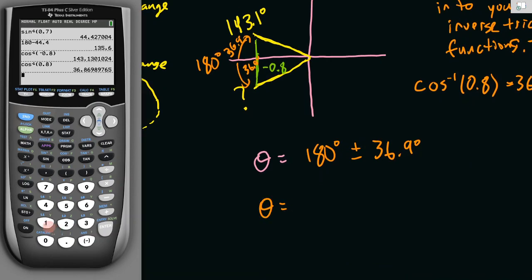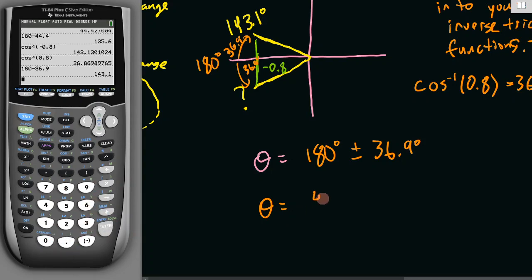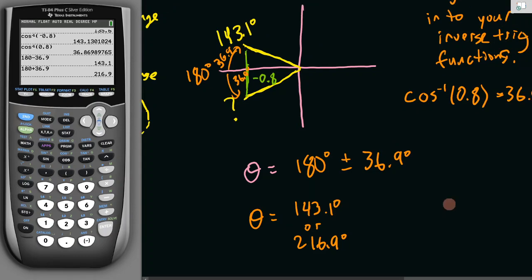Theta equals 180 minus 36.9 is 143.1 degrees. That's one we already had. But this is what it really lets you do. It lets you do your 180 plus 36.9 degrees really nicely. Or 216.9 degrees.